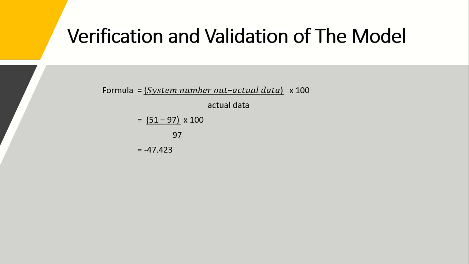This is our verification and validation of the model. We get minus 47.423, which means it is not valid, because for it to be valid our conclusion should be between minus 10 and 10, but it is more than minus 10.